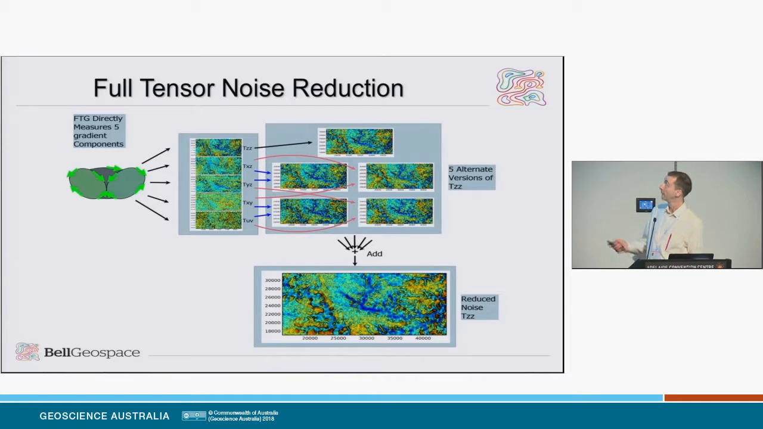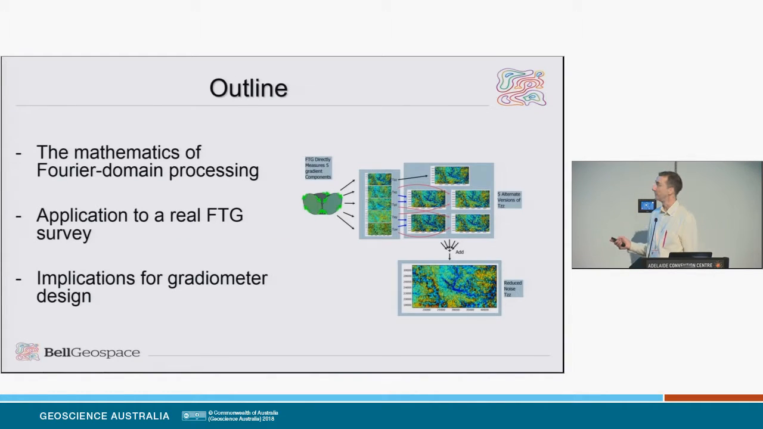So, the converting and combining. The FTG produces 5 gradient components. And then when you have these 5 components, you have 5 ways of calculating the component you're interested in. So we're taking the TZZ. Here's a directly measured TZZ. And then with the 4 others, it presents us with 4 alternate ways of making TZZ. And now we have 5 versions of this thing in hand. And that allows us to do a stacking process. We do a weighted sum. And we get a noise-reduced version of that component.